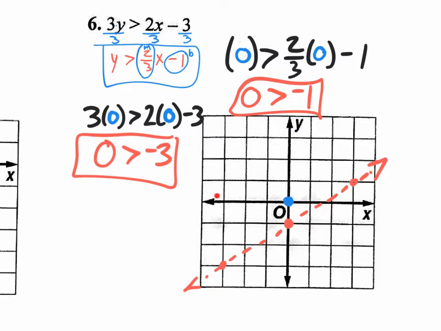That means that all of these points work over here. Since it does work, I'm going to shade in that side. So since 0, 0 did work, all my answers are up here. I shade in everything up here. If it doesn't work, then you shade in the other side. So I'd have to shade everything down here.